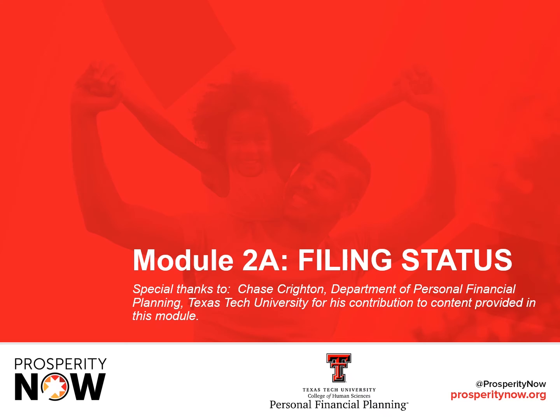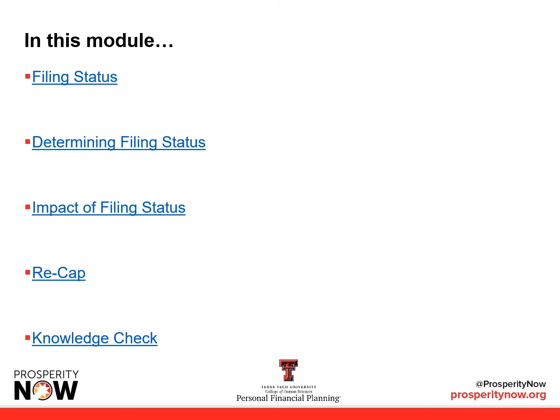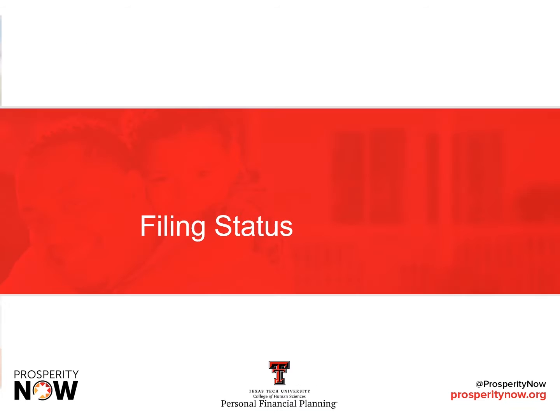Welcome to Module 2A, Filing Status. By the end of this module, you will understand how to select the appropriate filing status and understand how filing status and dependents affect the tax return. This module is divided into 5 sections: filing status, determining filing status, the impact of it, recap, and we'll end with a knowledge check. So let's talk about filing status.